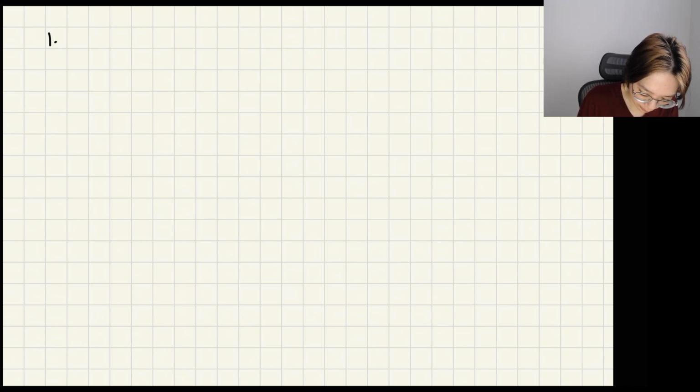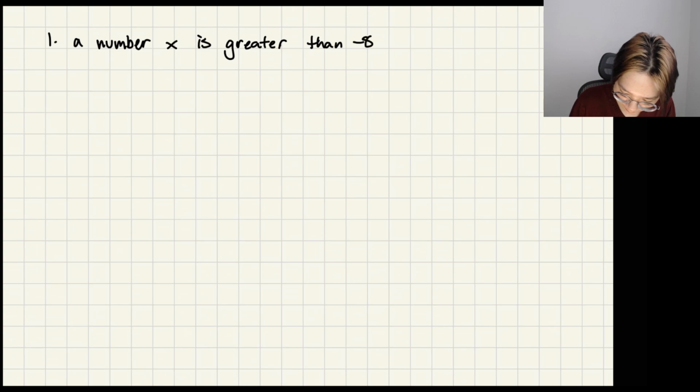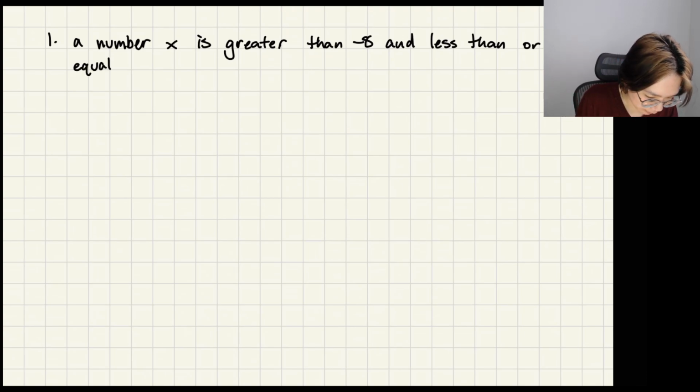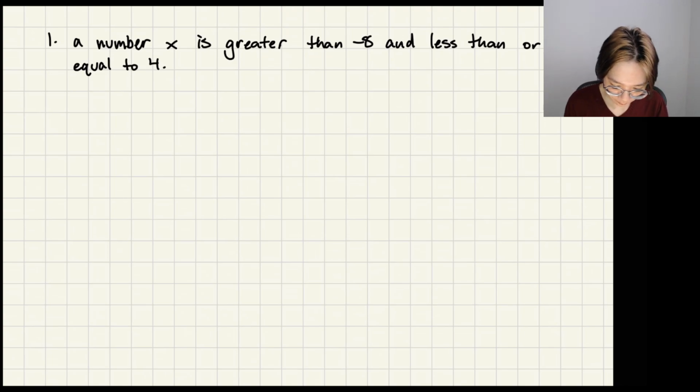So we have a number x is greater than -8 and less than or equal to 4. So we have to put these words into a compound inequality. Here's how I'm going to separate this. We have a number x is greater than -8. Actually, let's make that bigger.